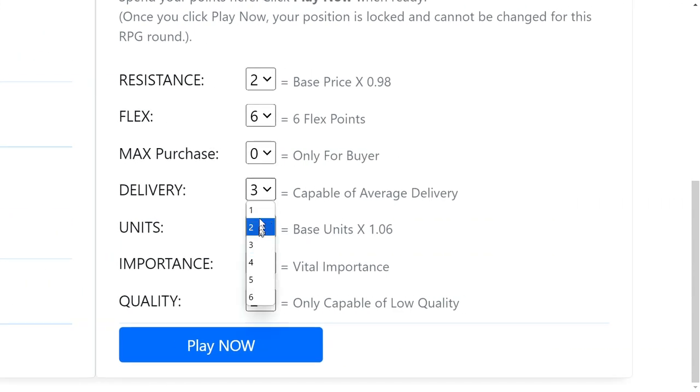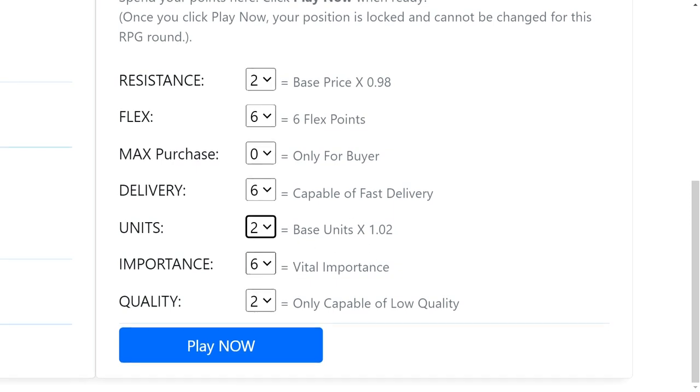What about delivery? Well, delivery is speed. If you choose one or two, you can have slow delivery. This means if you're a seller, you can produce and you can only ship slowly. However, if we go up the scale here, we could have average speed of delivery or fast speed of delivery. So you need to choose, what do you want?